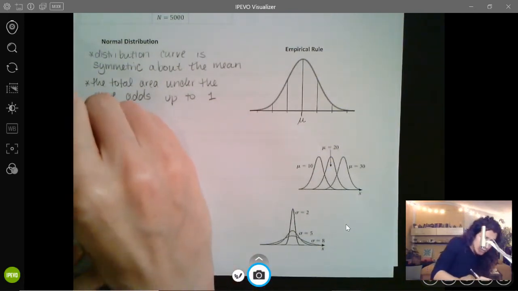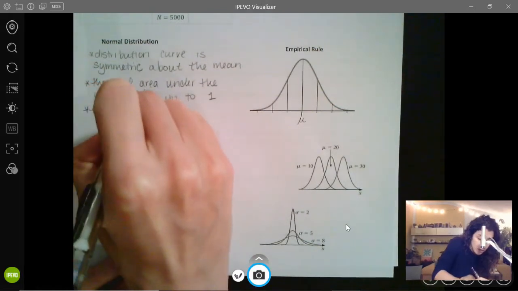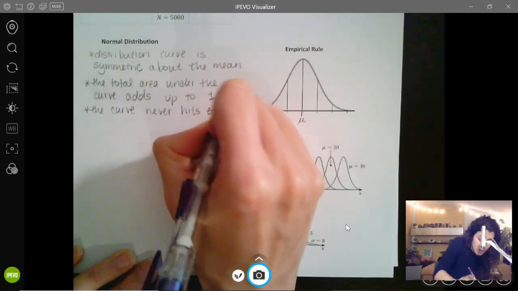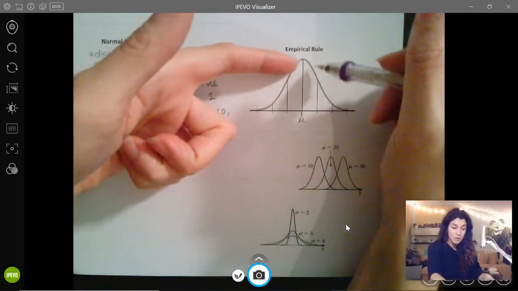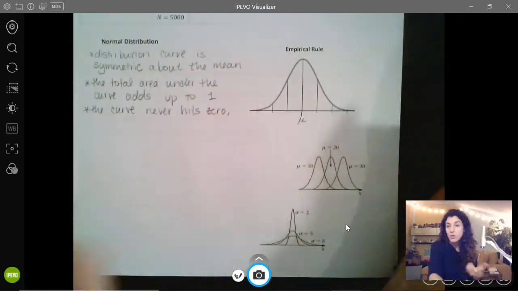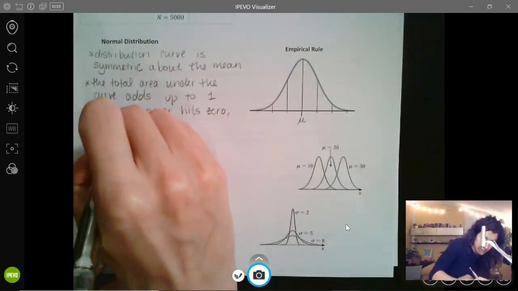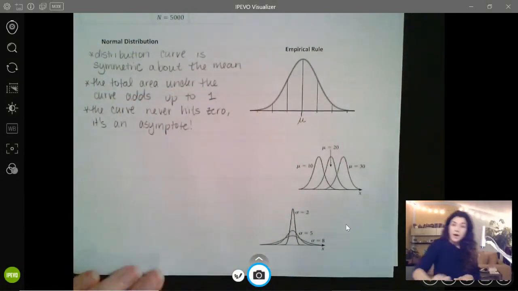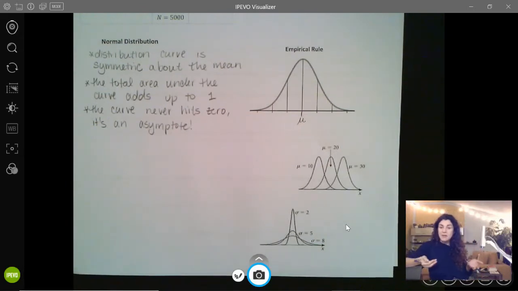The last thing I want you to keep in mind is that the curve never hits 0. It's an asymptote. So this bell curve is always infinitely approaching 0, but never touches it. Which means that there's always a probability that something will happen, right? There's a very, very slim chance that the height of a child, as you can see in your table above, would be above 200 centimeters. That's insane.